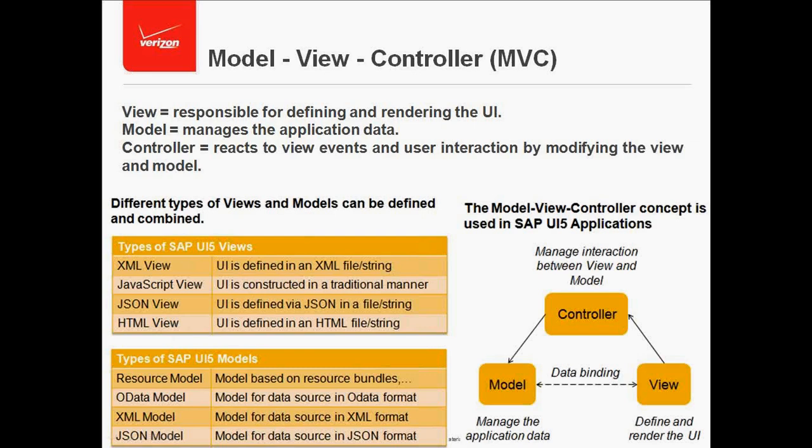Views: XML view, JSON view, JavaScript view, and HTML view. In the same way, models also come in 4 ways. Whatever we use today, that's a JSON model. The same way, there are the XML model, OData model, and resource model.